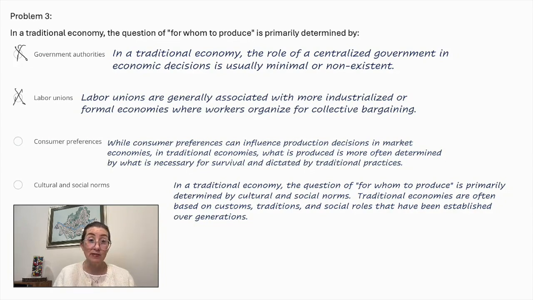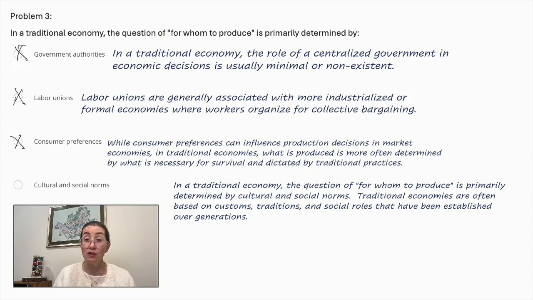Consumer preferences. While consumer preferences can influence production decisions in market economies, in traditional economies, what is produced is more often determined by what is necessary for survival and dictated by traditional practices. So this is not the correct answer either. Finally, we have cultural and social norms. In a traditional economy, the question of for whom to produce is primarily determined by cultural and social norms.